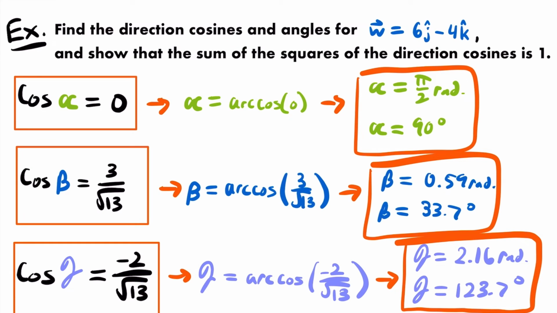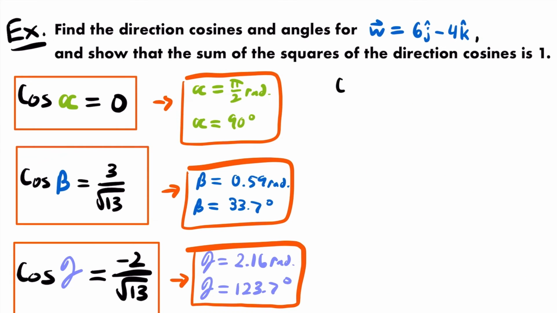Now we have one more thing we want to do, which is to show that the sum of the squares of the direction cosines is 1. All right, we did this at the end of the previous example. This is something that we know is true for all sets of direction cosines for any vector, but we just want to show that it's true for this particular vector to finish off this example. So let's work on that next.